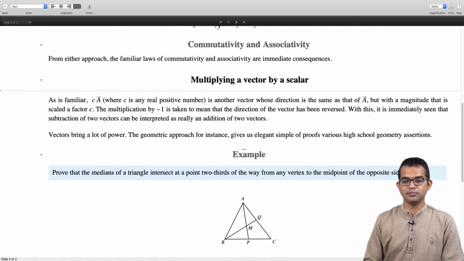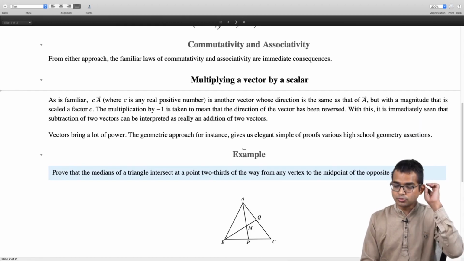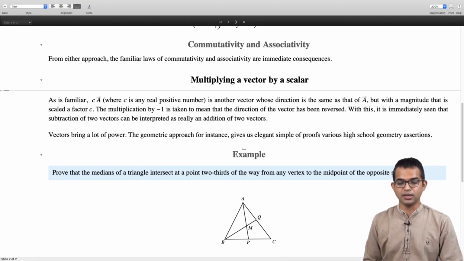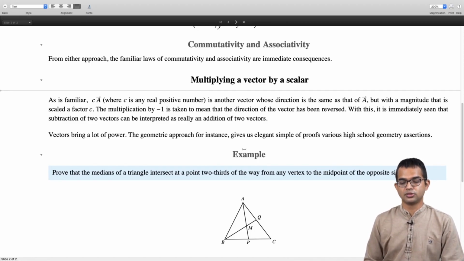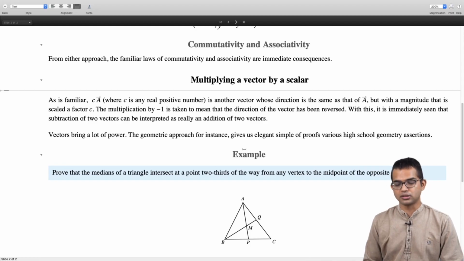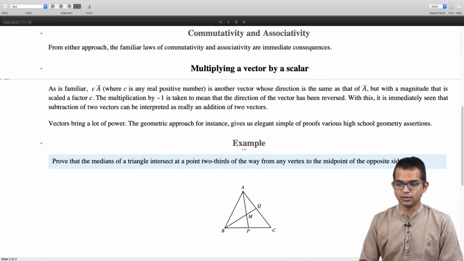So I have this triangle ABC, and we are asked to prove that if you drop these medians AP and BQ, they're going to intersect at some point M. For sure they're going to intersect. And the assertion is that the length AM is 2/3 of the length AP, and likewise the length BM is 2/3 of the length BQ. If you had drawn the third one, which I'm not drawing here, that too would be the same. So CM is going to be 2/3 of the median from C to the side AB. Okay, let's prove this using vectors, and we will appreciate the power of this simple abstraction itself.